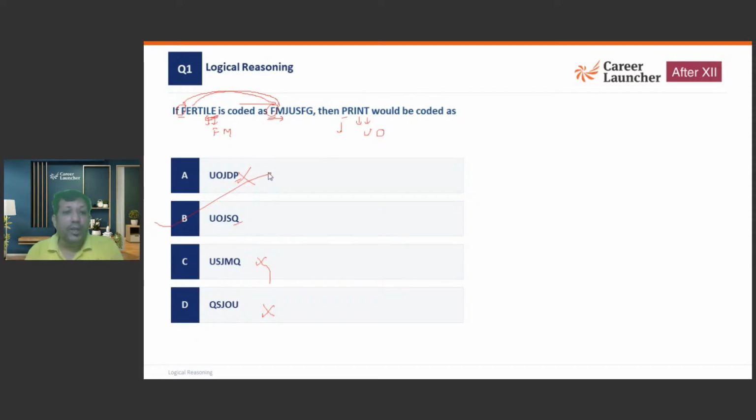So I got this option. What I am doing right now, I am not solving this fully. I am trying to eliminate three options by just calculating a couple of things and get the answer very quickly. I hope I am clear, everyone.